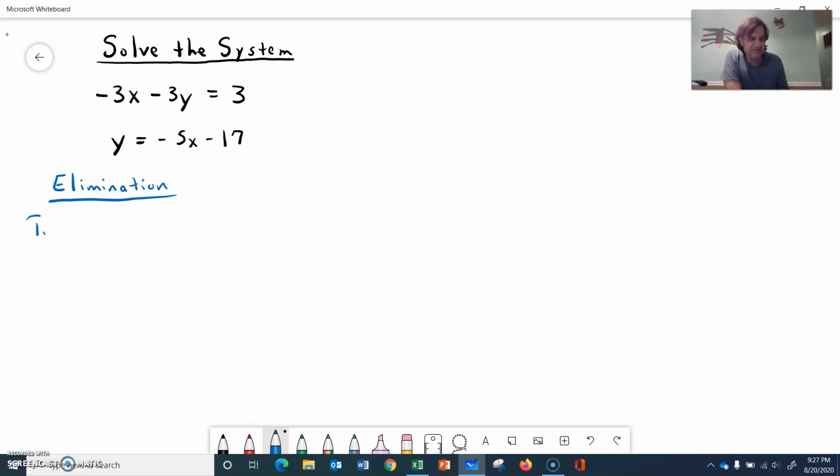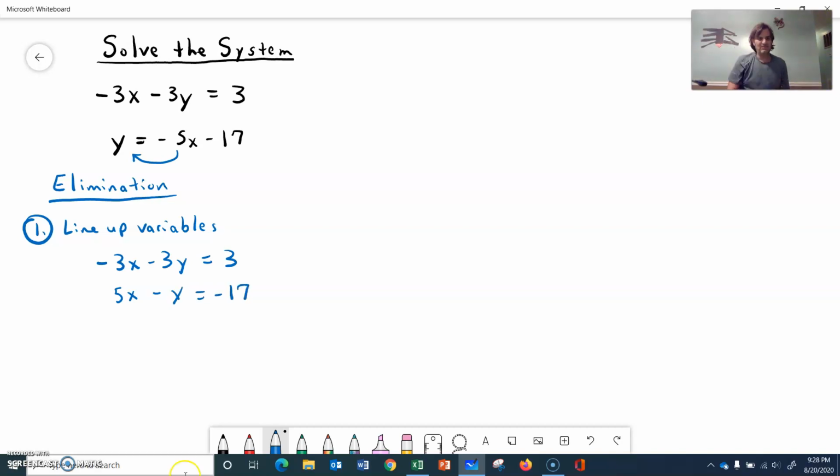So remember, the first step of elimination is to line up the variables. So I'm going to take the first equation, which is -3x minus 3y equals 3, and leave it alone. Now the second equation, which was y equals -5x minus 17, I'm going to take that minus 5x and move it to the other side. So it'll be a positive 5x when I move it to the left.